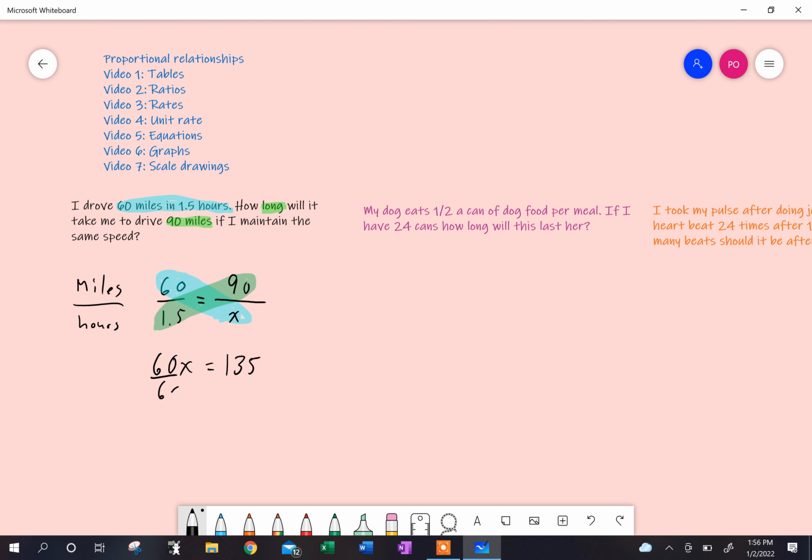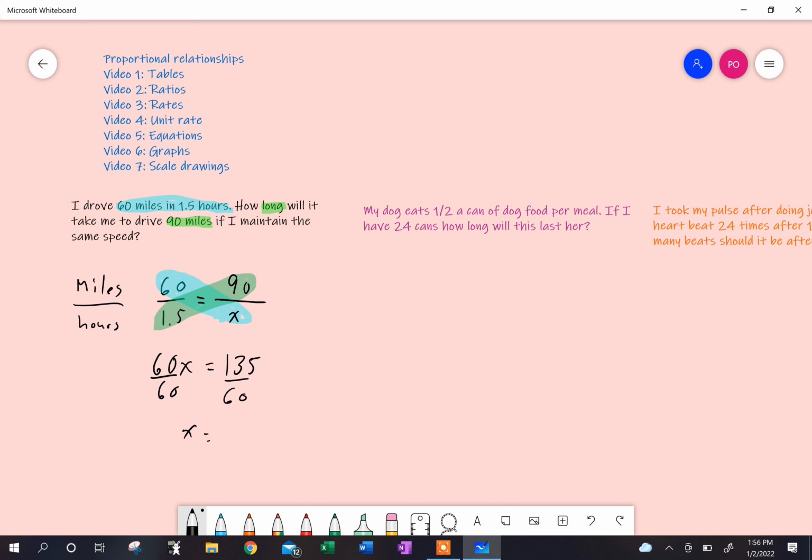So I'm going to divide both sides by 60. And when we do that, we get 135 divided by 60, which is 2.25. Now, that's not your answer. Your answer is 2.25 hours.